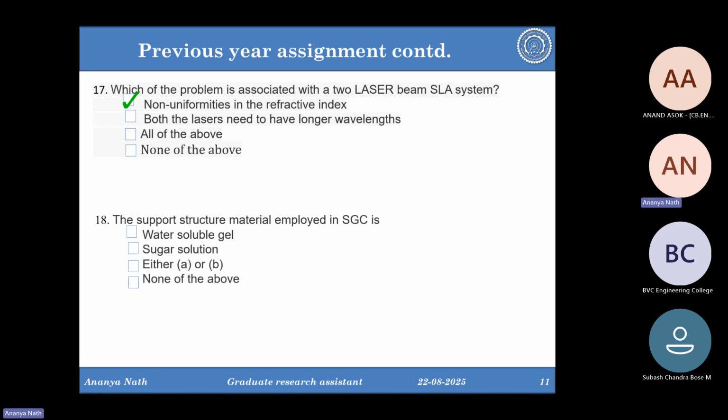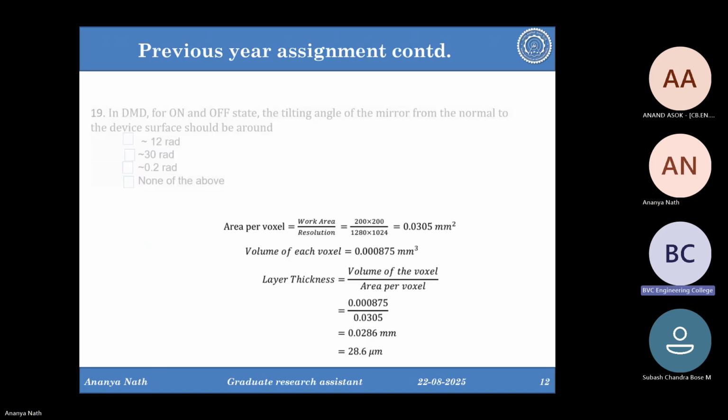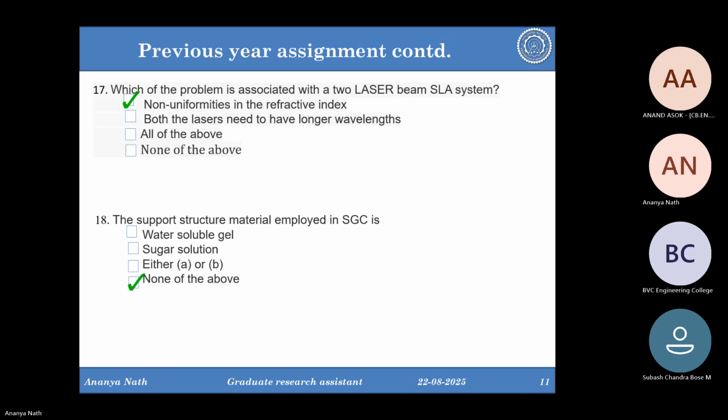The support structure material employed in solid ground curing is none of the above. You have already told it's the wax. Other solution: none of the above. Because the table itself will act as the substrate. So no other external support is required. Yeah, the wax you are also putting, that is also working as a support structure.